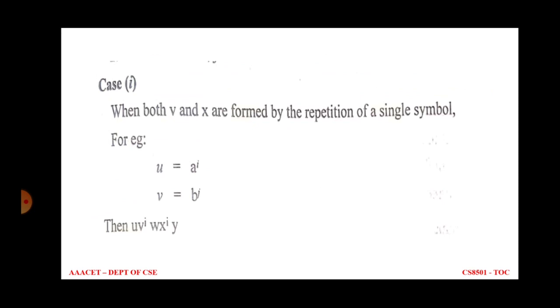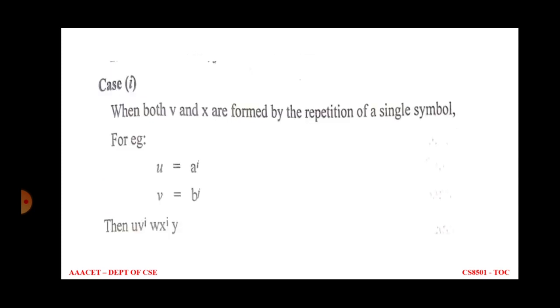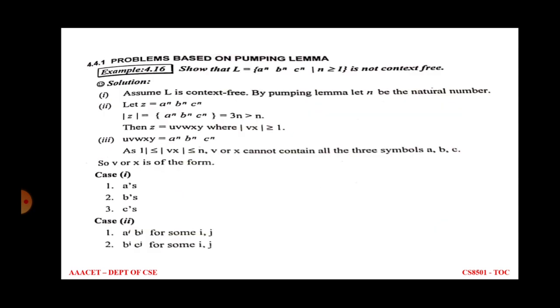So let us take the first case, with the number of A's, number of B's, and number of C's. So, when both v and x are formed by the repetition of a single symbol, what is the meaning of this?